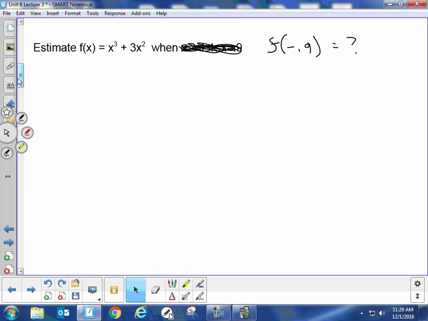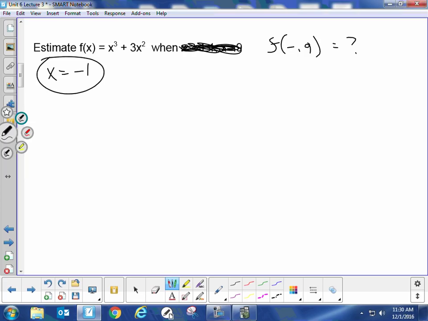Negative 1. Okay, so that's step 1. You're going to say, okay, let's focus our attention at x equals negative 1. You're going to find the tangent equation to that function at negative 1. And then you will use that tangent equation by plugging in negative 0.9 into that tangent line equation to approximate what your function value will be.